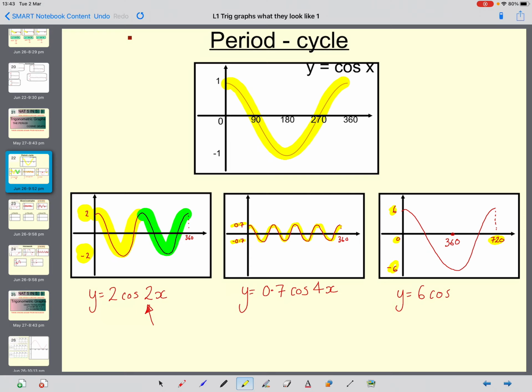Can you tell me how much of the cos graph has been drawn within the period of 360? Yep, it is half of it. So here you would write 6 cos half x.